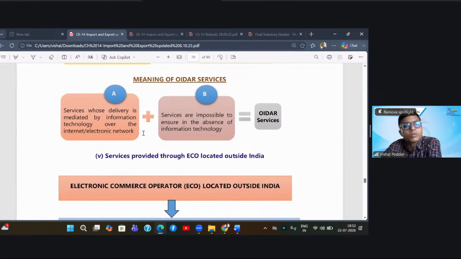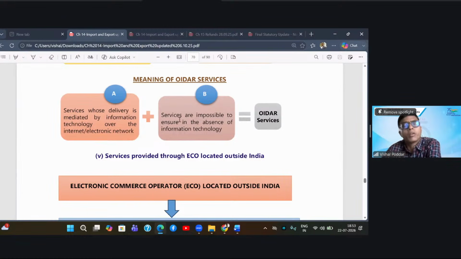What is an online service? There are two components. The first component is where the delivery of the service is done via information technology using the internet or an electronic network. So the first limb of online services is where the delivery of the service is through some online technology platform, maybe through some app, and this is running on the internet or an electronic network.